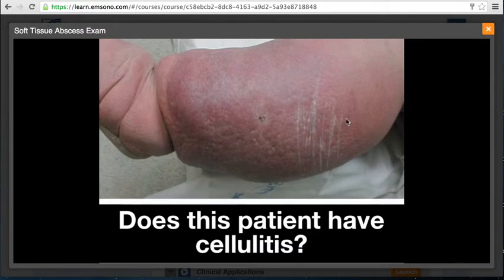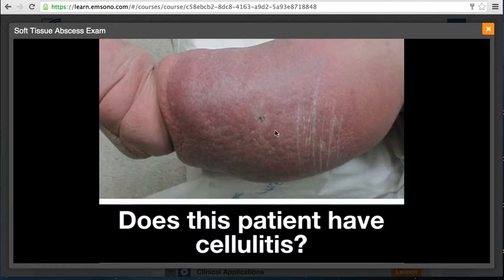Does this patient have cellulitis? This was a patient brought in on a Friday afternoon from the nursing home. They have lymphedema and chronic venous stasis, and the patient's vitals are stable. They're afebrile, but they think that the leg is a little bit more red than usual. Would ultrasound be helpful here?